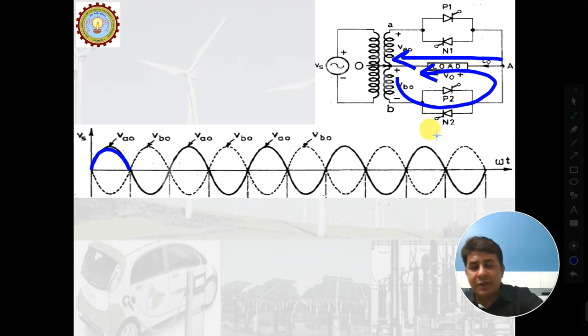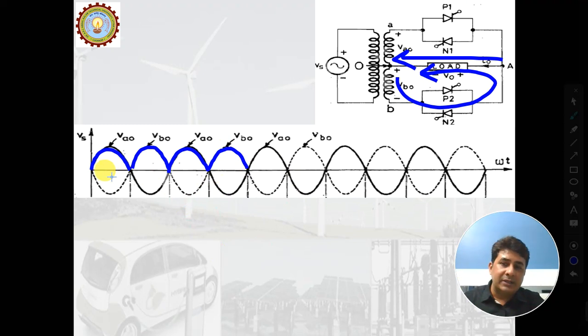So that means if I fire P1 for the first half at alpha equals 0 degree, and P2 in the second half at alpha equals 0 degree, I'll get something of this type of output. I'll get two positive halves if I fire P1 and then P2. Now again in the third half of the cycle, if I again fire P1, then P2, I'll be getting only the positive halves at the output.